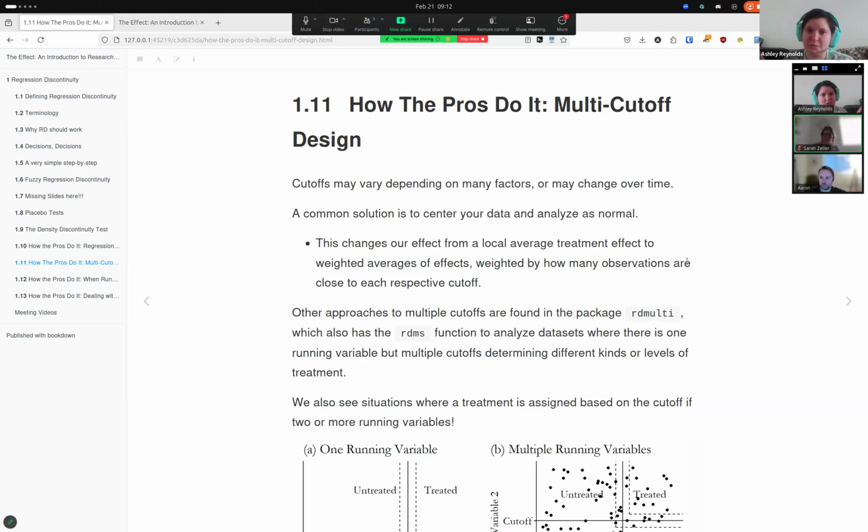One thing to be mindful of if you choose to go that route, though, is that this changes the effect that you're observing from a local average treatment effect to the weighted averages of effects, which are weighted by how many observations are close to each representative cutoff. So you are looking at slightly different effects there.